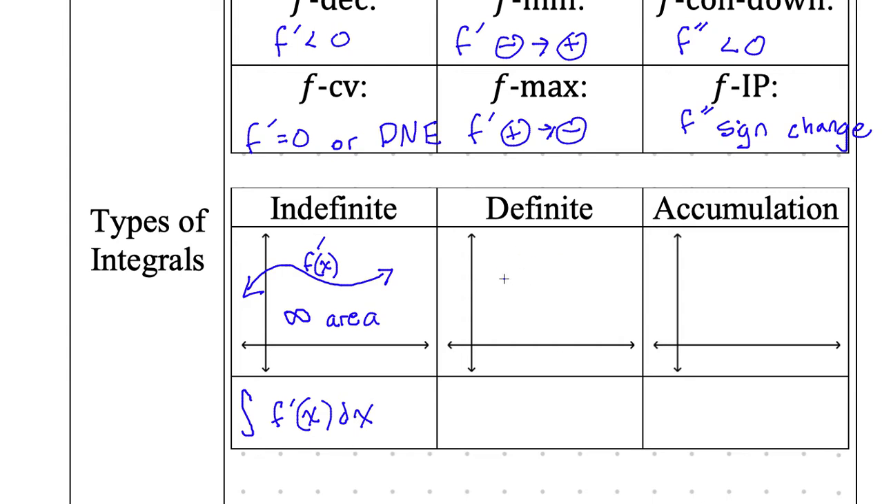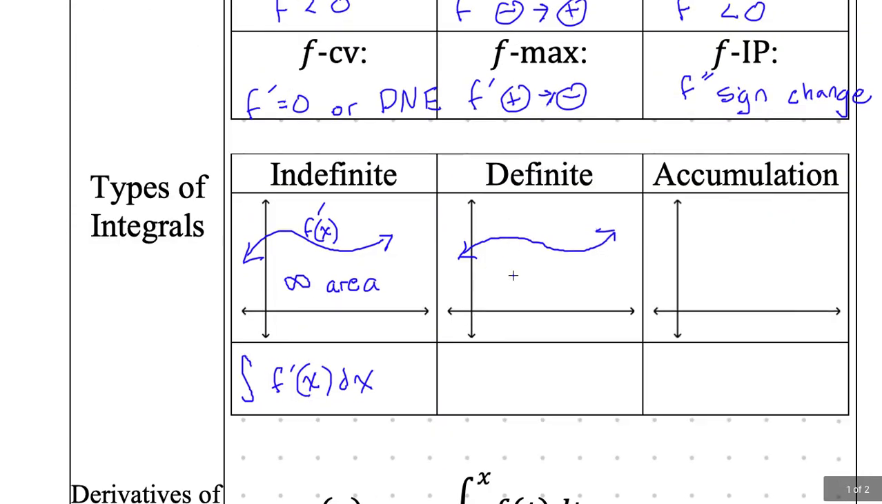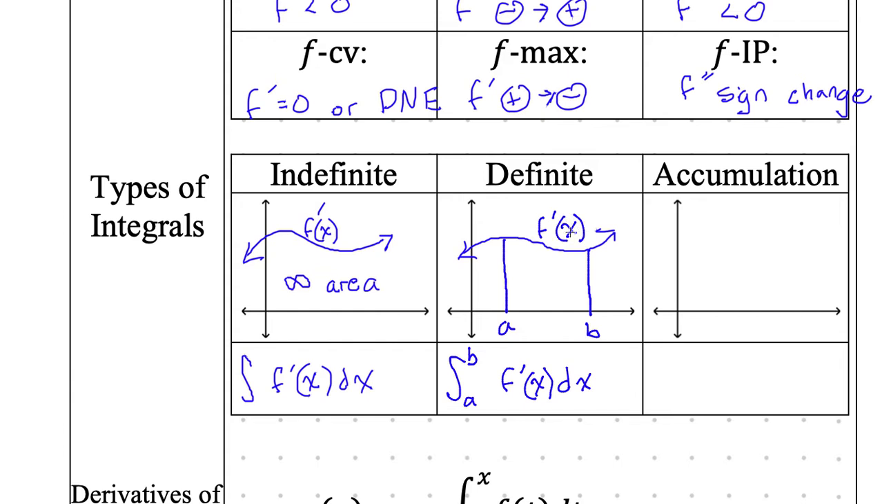All right, let's draw the same-ish function again with arrows on the ends. But this time, a definite integral, I only care about a certain part of this graph. So this obviously has a finite area, or a definite area, and that's from usually a to b. So what does our integral look like? The integral from a to b of f prime of x dx. And again, we're assuming that this is a function f prime of x.